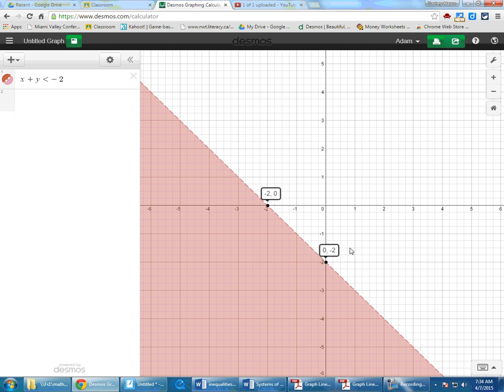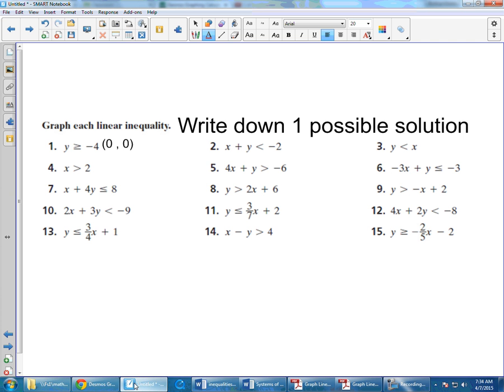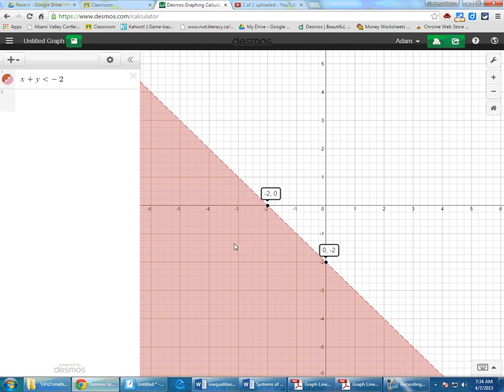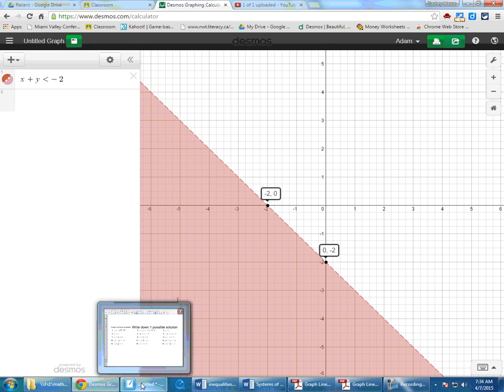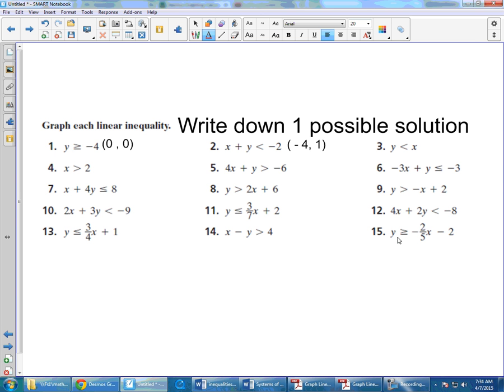Anything in this shaded region works, so I'm going to go with -4, +1. I would come back to my paper and write down the solution, -4, comma, +1. And I would continue to go through the rest of these by typing them in and then finding a point in the shaded region that was a solution. Okay, go ahead and complete 1 through 15.